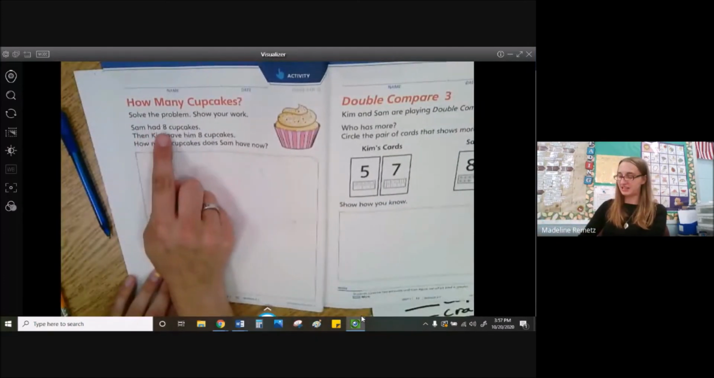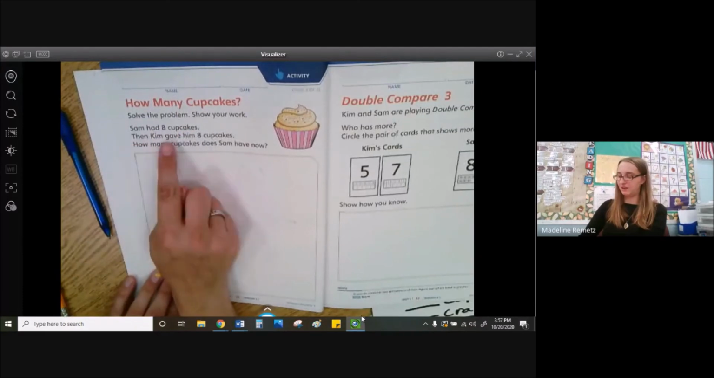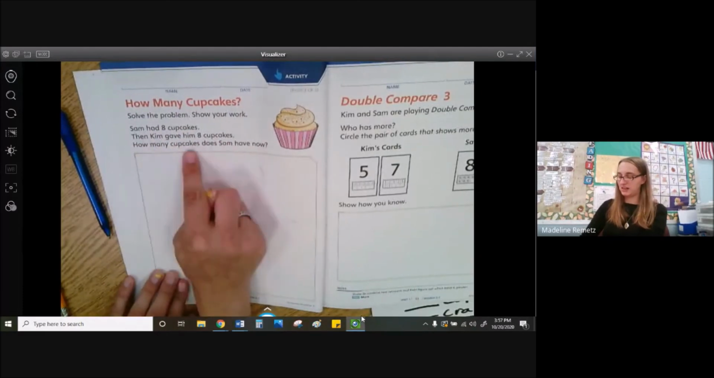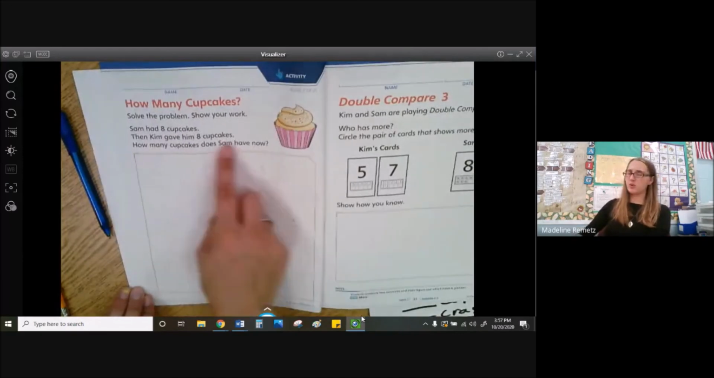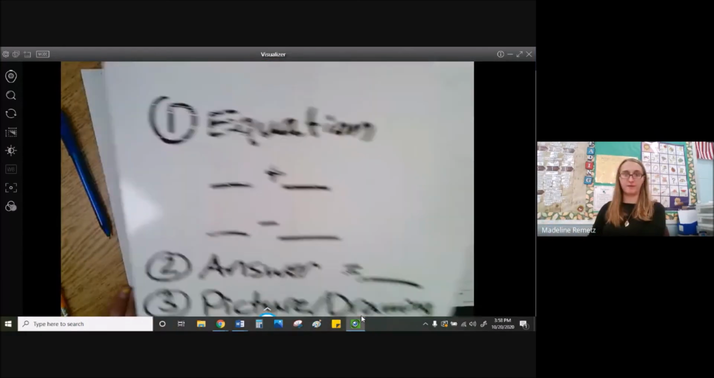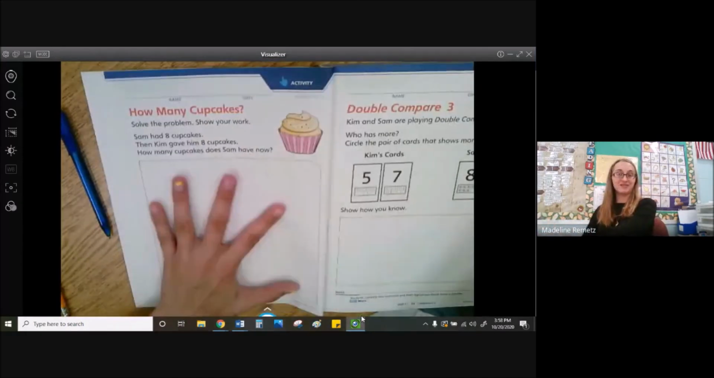Sam had 8 cupcakes. Then Kim gave him 8 cupcakes. How many cupcakes does Sam have now? I want you to let me know, getting that 4-point answer down here in the box below. My friends, I wish you the best of luck working in your math notebook, your math workbook. Go ahead and do page 31 with me and do page 32 on your own. Make sure your parents send me a picture so I can see how you're doing.